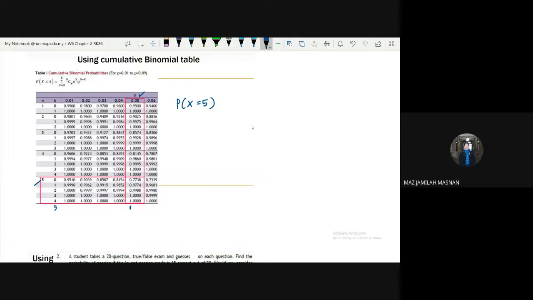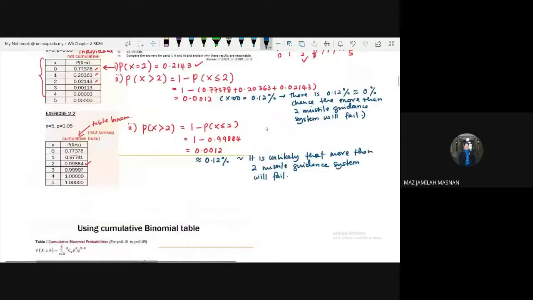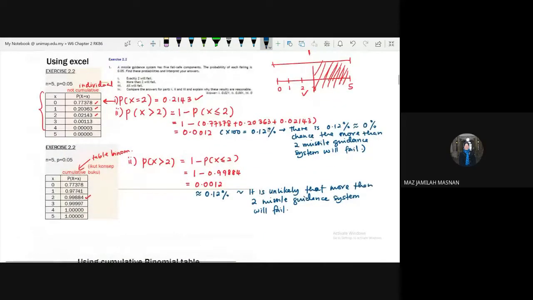According to the concept that we have learned, when we wish to find the exact value for 5 using the cumulative probability table, this will be P(x less than or equal to 5) minus P(x less than or equal to 4). That will be what? 1 minus 1, that will be 0. Now, is it correct? So let us move to the individual.